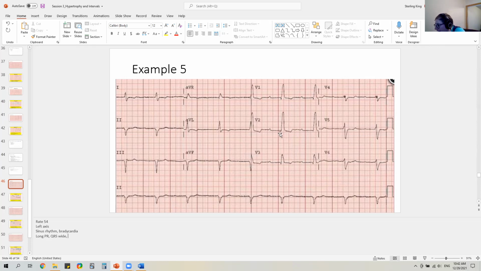And I could try to count it. It looks like 1, 2, 3. By just looking at it, it doesn't look nice and sharp. So it's definitely wide. It should be almost instant. And then QT less than half, so normal QT.